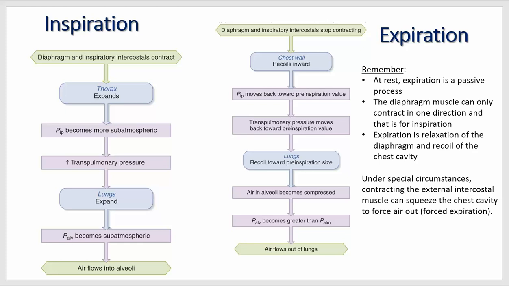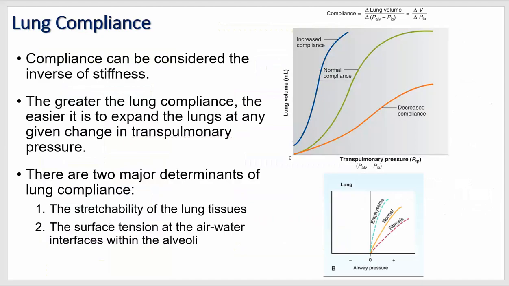Again, reminder, at rest, expiration is a passive process. That means the diaphragm muscle isn't involved. It's the elastic recoil of the lungs. The diaphragm muscle is just to pull it open. You can, of course, use the external intercostal muscles to squeeze your ribs closer together and decrease that space. Okay, lung compliance.